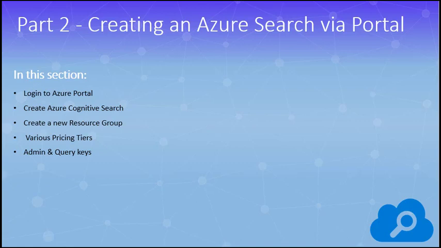In this section, we'll discuss about login to Azure portal, create an Azure Cognitive Search, create a new resource group, various pricing tiers available, and what are admin and query keys and their uses. Now let's go to the Azure portal and create the Azure search.